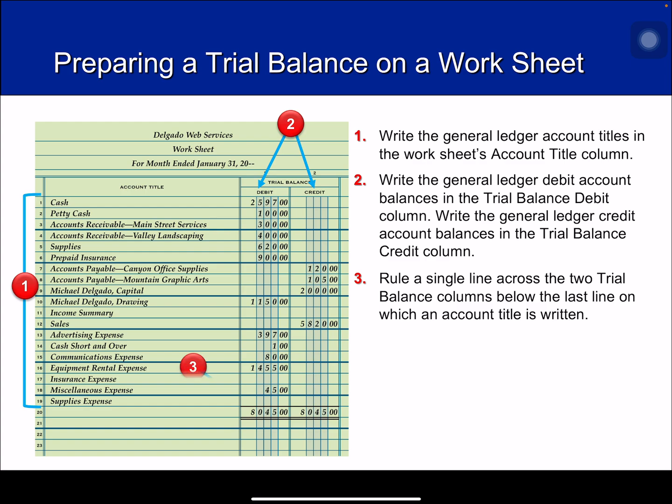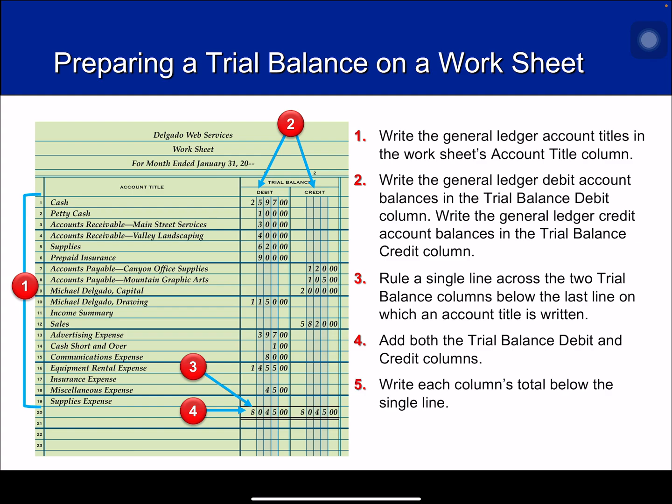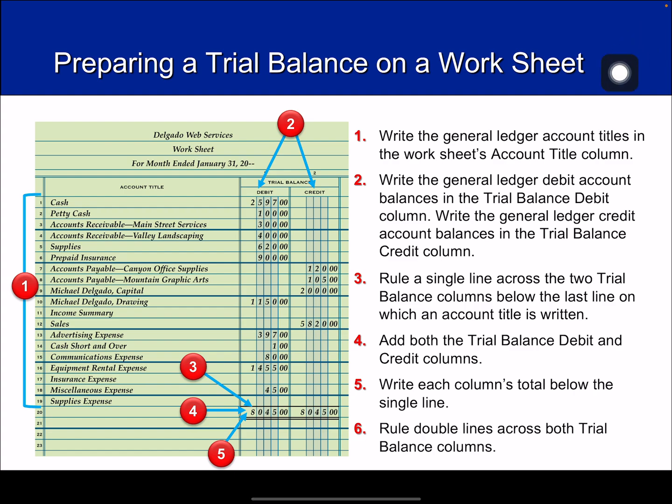You will rule a single line underneath there, because a single line means that we are going to add both of the trial balance debit and credit columns and write each column total below the single line. And then you're going to rule double lines across both trial balance columns. Once these two balance out, you will double rule. If they do not balance out, then you have to figure out where you went wrong in your ledger.